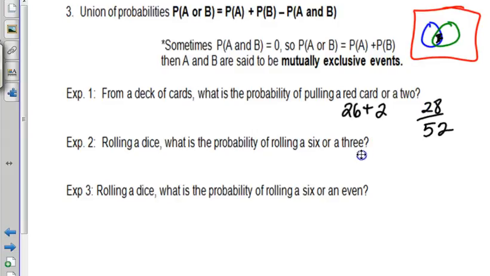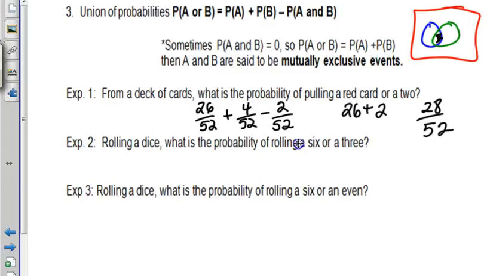Yes, because what is the probability of pulling a red card or a 2? It doesn't say multiple pulls. We're just one trial. Better? No? Confused? What they would say is you could say a red is this plus a 2 minus the fact that there were 2 that were red and a 2. Okay? That just confuses me. I don't want to even go there.